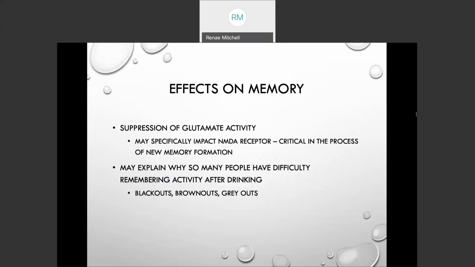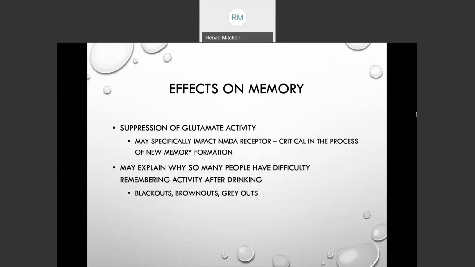Alcohol also has an effect on memory. Because of that suppression of the glutamate activity, the GO receptor, that has a big impact on the firing of neurons in areas of the brain related to memory. And so it specifically impacts new memory formation via the NMDA receptor, which is located, I'm pretty sure, in the hippocampus, but I'll post something to verify that.